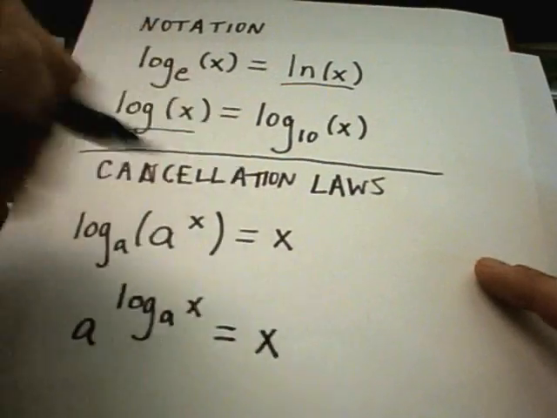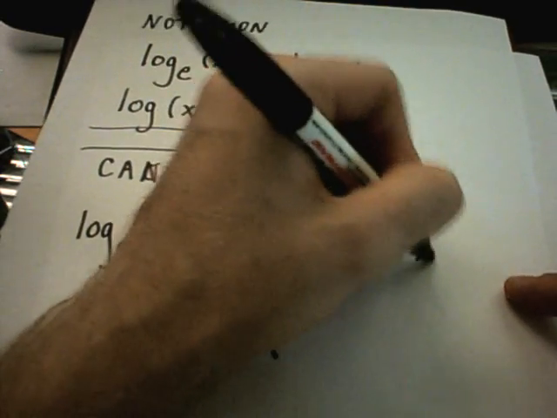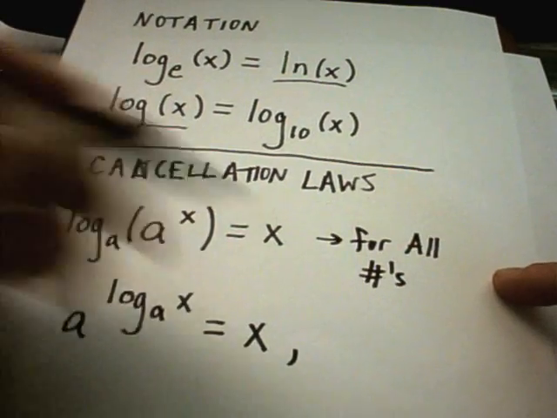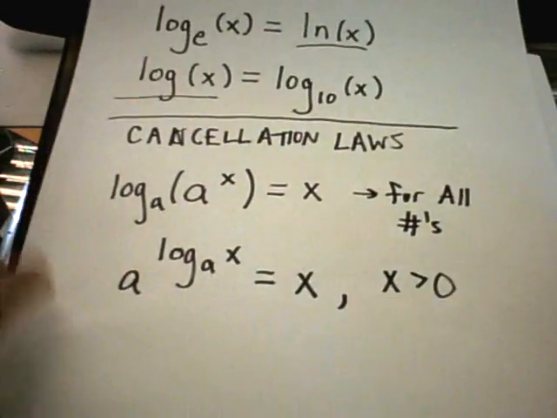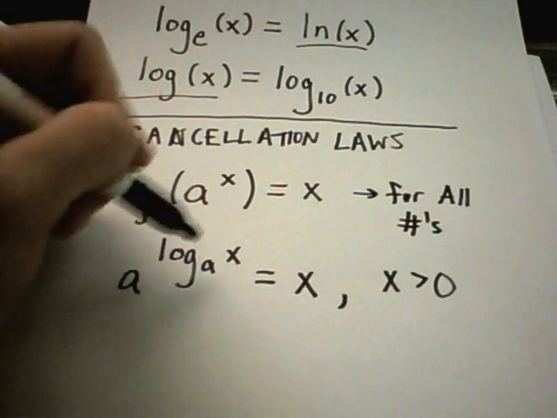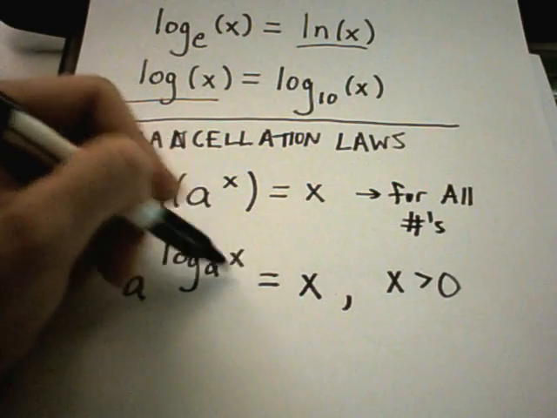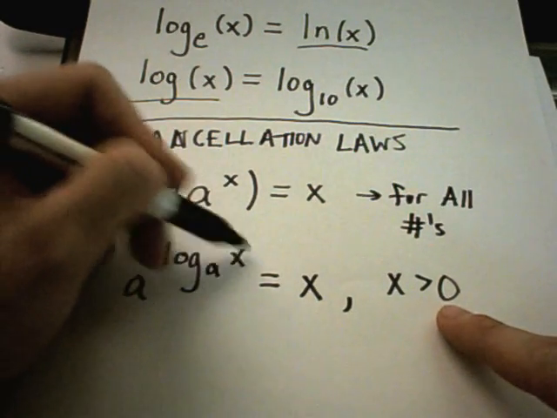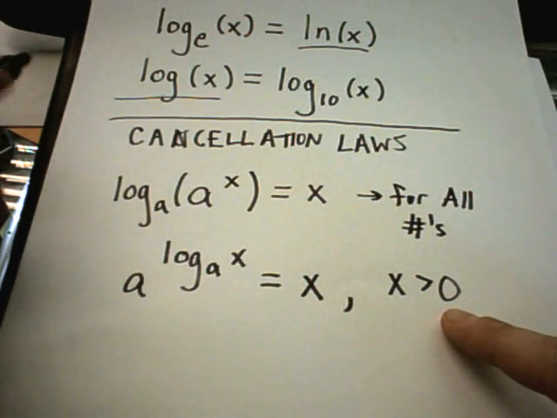And these rules are valid. This first one's valid for all numbers that you can think of. In the second case, this is only going to be valid for x greater than 0. And again, there's some technical reasons for this. Mainly the idea is if you think about log base a of x, if you go back to the domain, if you look at the graph, notice the domain of a logarithm is all x greater than 0. So we have to start off with those numbers or we're kind of in trouble.